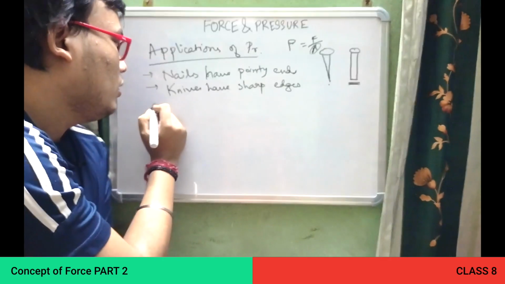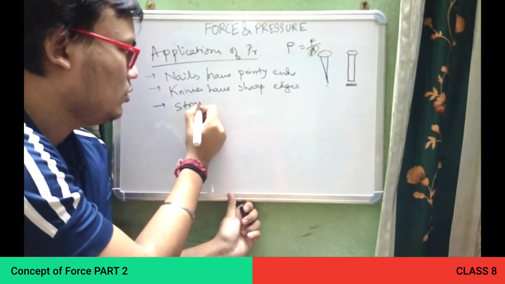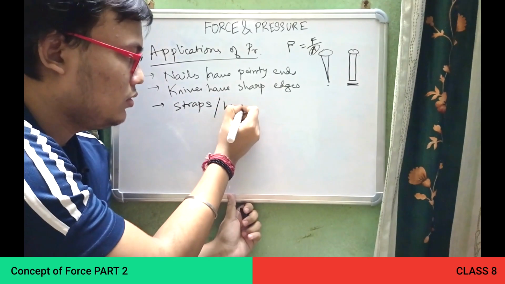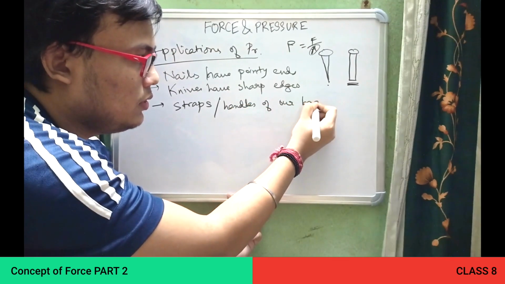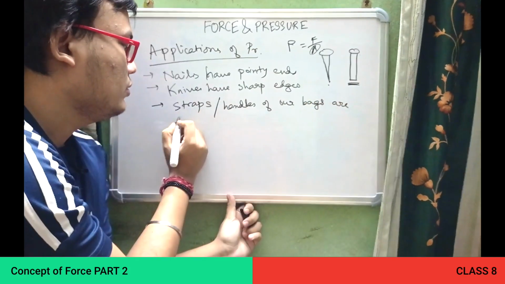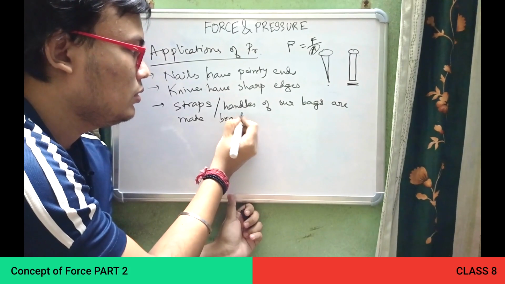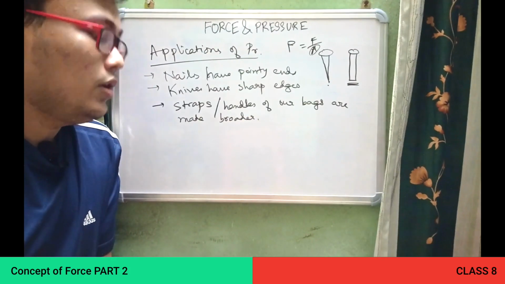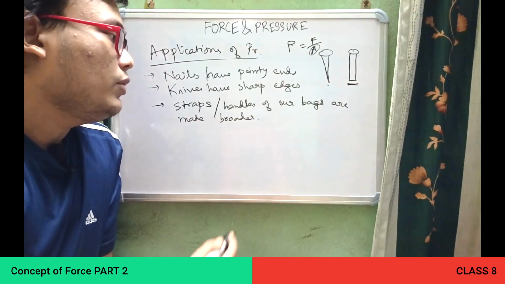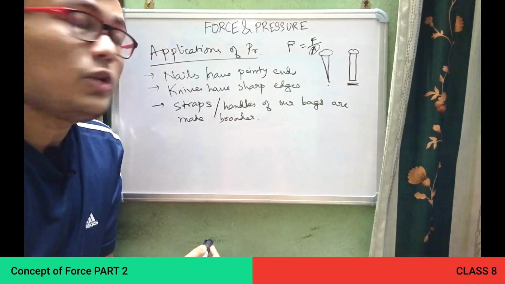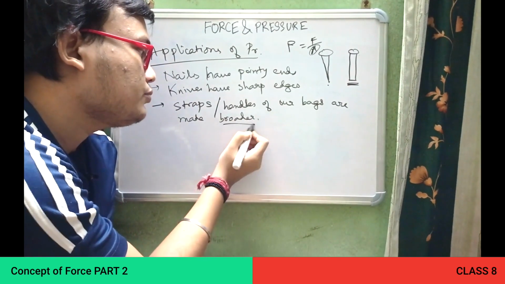Now we know the straps or handles of our bags are made broader. This is because if we make the straps or the handles broad, the area will be much more, and so the pressure applied on our hands or our shoulders will be much less, so these are made broader.